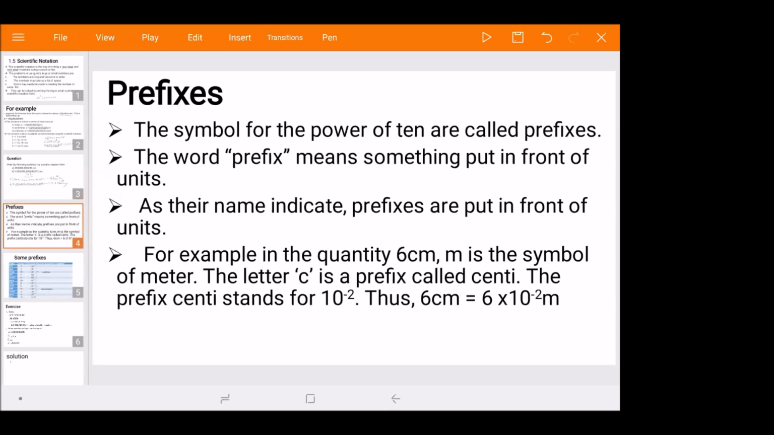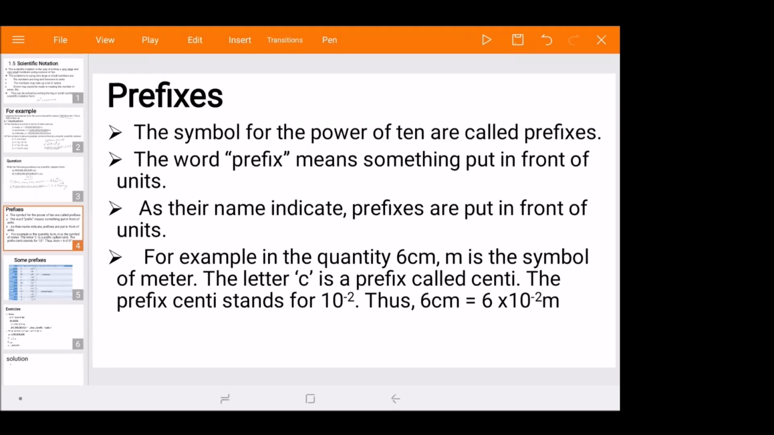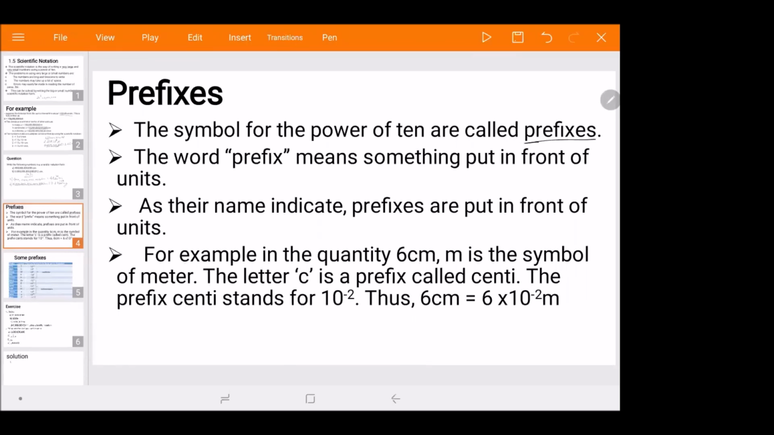Let us see about prefixes again. We are going to see prefixes in the context of physics. Prefixes in language may have another meaning, so in this case you must consider the view of physics. The symbols for the power of 10 are called prefixes. Have you seen this definition?